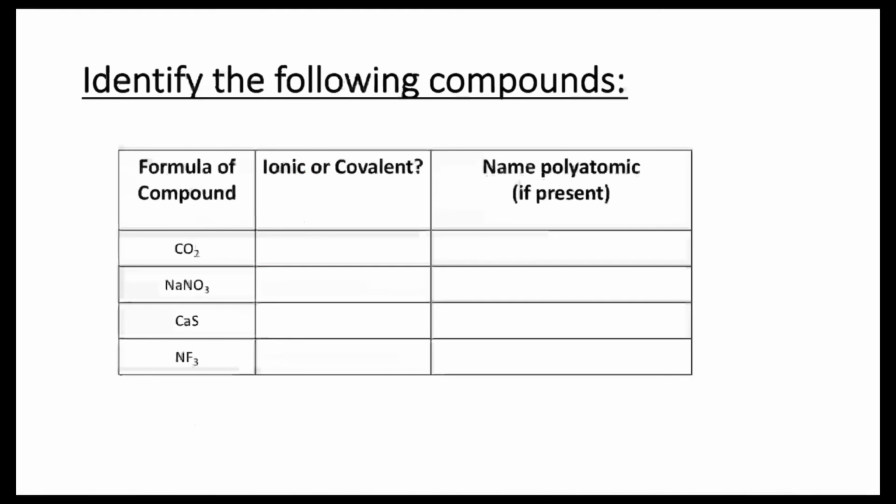So CO2, carbon is not a metal, it is a non-metal, and oxygen is also a non-metal. So this means we are dealing with a covalent compound. And then, is a polyatomic present? No, this is just made up of carbon and oxygen. So you do not have to name anything here because there's no polyatomic. The tell for a polyatomic is you're going to have more than 2 capital letters present in your compound. So if you look below, that is sodium nitrate. So that one does contain a polyatomic.